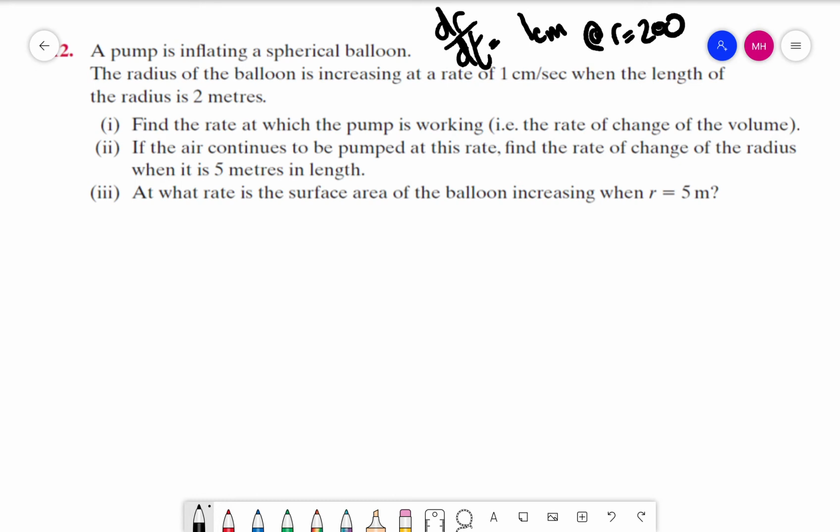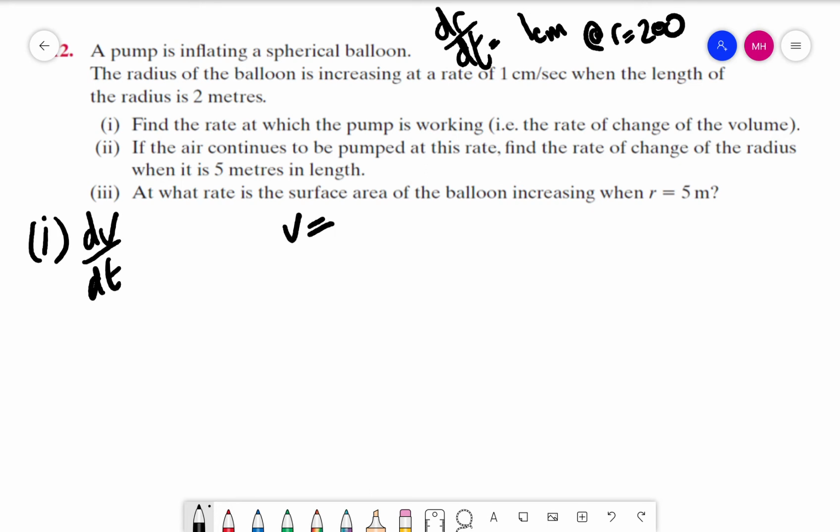Now the first question, it says find the rate at which the pump is working, i.e. the rate of change of the volume. So they're asking you to find dV/dt. That's what you're trying to find. Now, think about what they've given you.